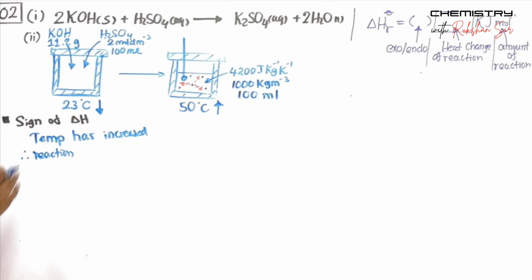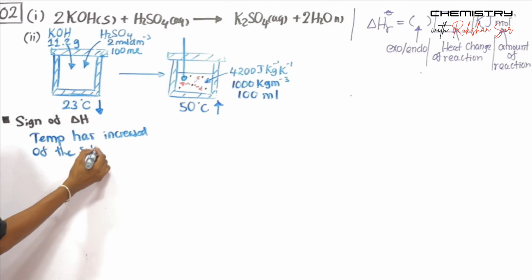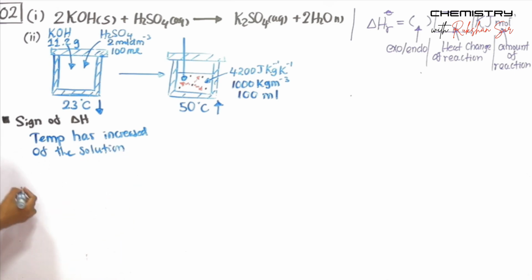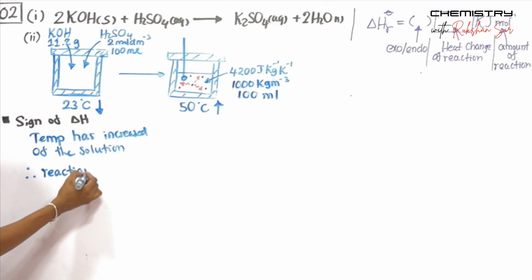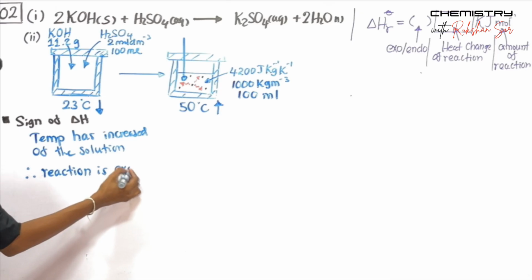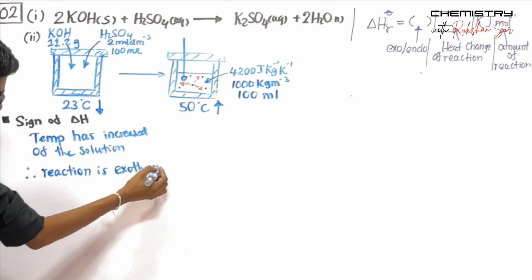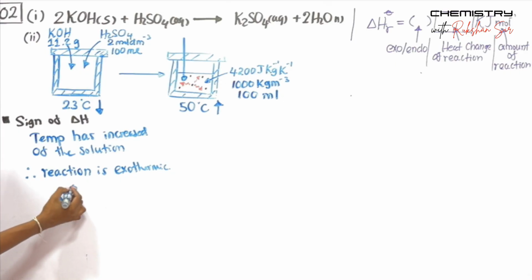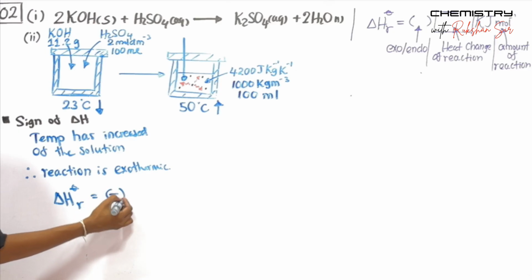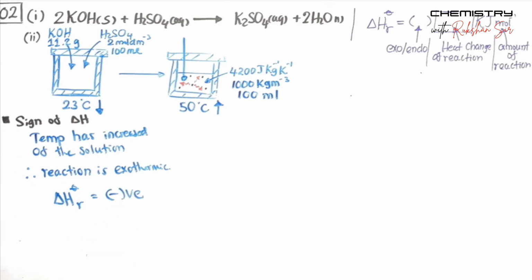The temperature of the solution has increased. Let's write that as well. So this means the reaction is exothermic. The reaction has released the heat. So we can say the sign of delta H is negative. Exothermic means negative, right? Now that part is clear, right?